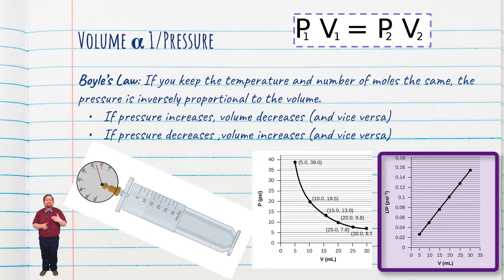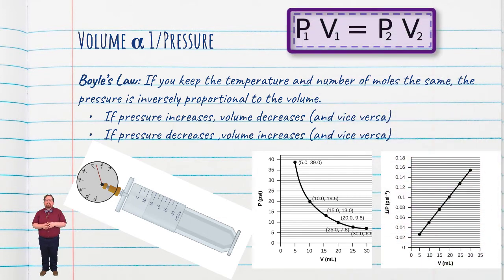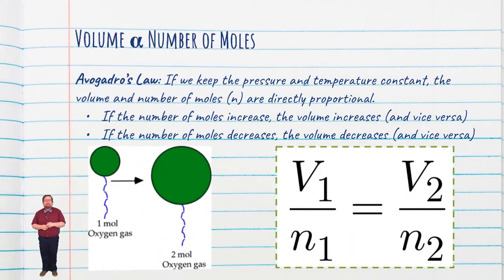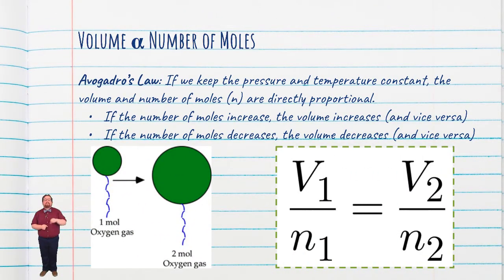This gives us a different looking equation as well. This equation is P1 times V1 equals P2 times V2, where P1 and V1 are the pressure and volume of our gas initially, and P2 and V2 are the pressure and volume of our gas after we change one of those 2 variables. Similar to our other relationships though, if we know 3 of these values, we can find the value of the 4th.